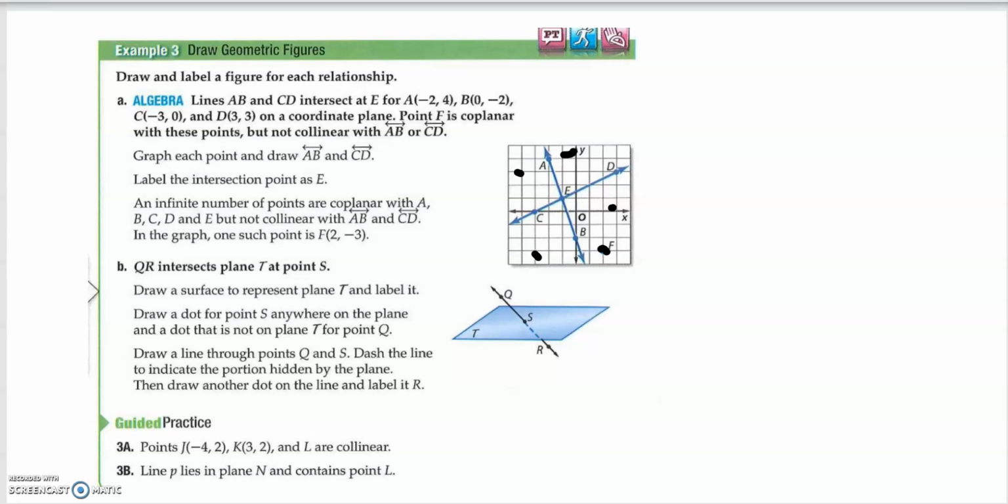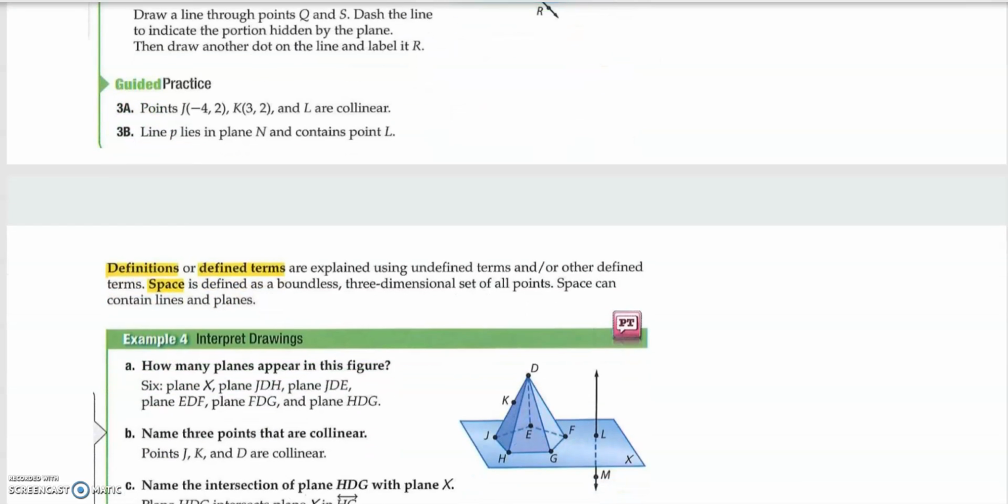And they walk you through those steps. Draw the surface to represent plane T and label it. Cool. Draw a dot for point S, and then draw points Q and R, one above, one below. Bam, there you go. All right, cool. Let's move on.